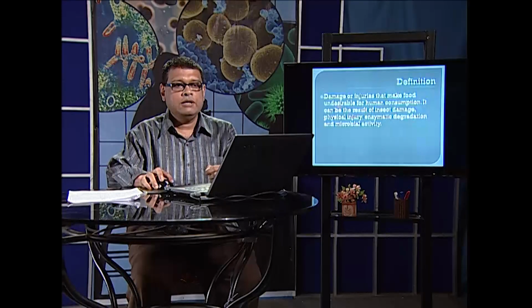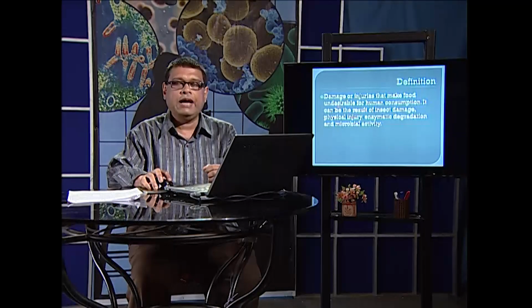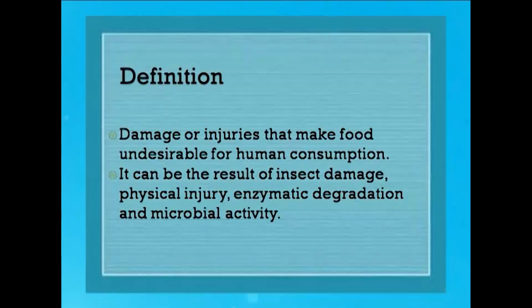Now, to start with, the definition of spoilage is that it includes damages or injuries that make the food undesirable for human consumption, which can be the result of insect damage, physical injury, microbial activity, and of course, enzymatic degradation produced from the food itself or from the degrading food itself.